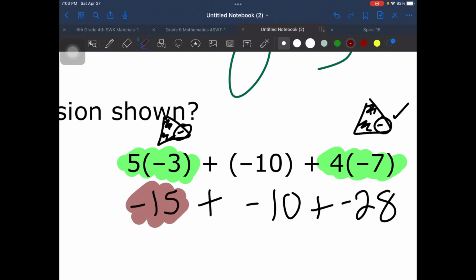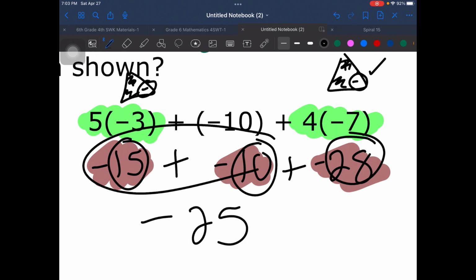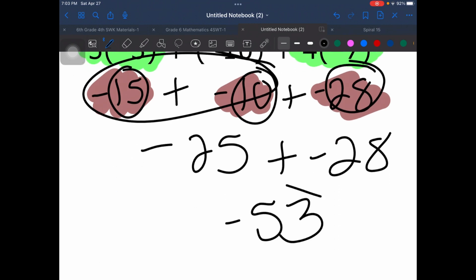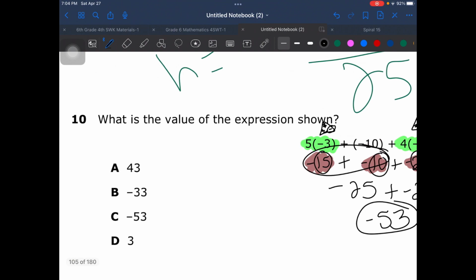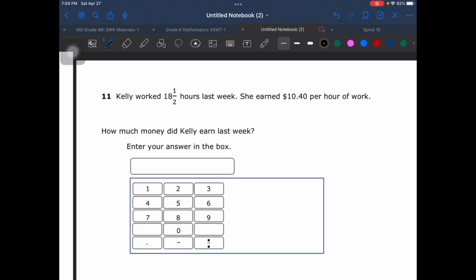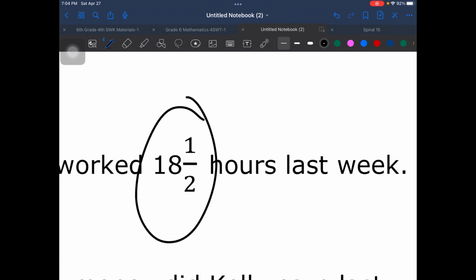Now, the good thing about adding everything and that they're the same sign, all I have to do is literally just add them and keep the same sign. So these two first, negative 25 plus negative 28, negative 53. Boom. Amazing, chicos. I know.